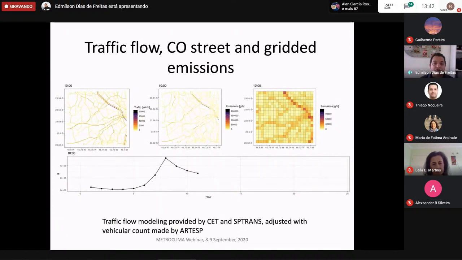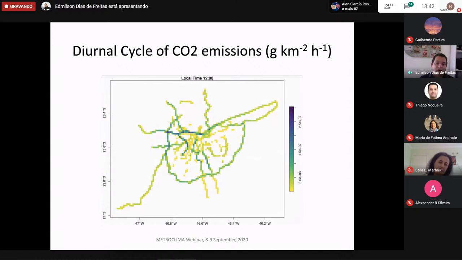More related to our project, Sergio also has been working on the CO2 emissions. It's part of the whole bunch of emissions, but one of the things that he did in the last month was to improve these emissions of CO2. And this figure shows you the evolution, the diurnal cycle of emissions already in the model grid for a general period, but it's possible to choose some specific periods to do the same thing.